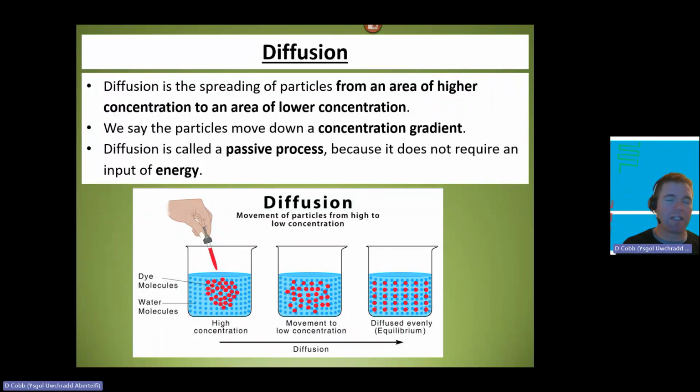And it's worth noting that, because when we talk about active transport, we are going to see there is an input of energy, and there will be a reason for that. But diffusion is very straightforward. It's our starting point, really. It's a passive process. Passive is the opposite of the term active. Active means it needs energy. Passive means it doesn't.